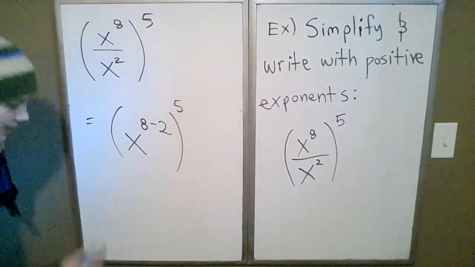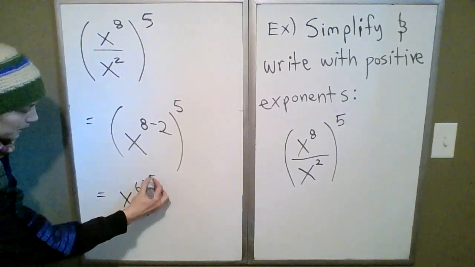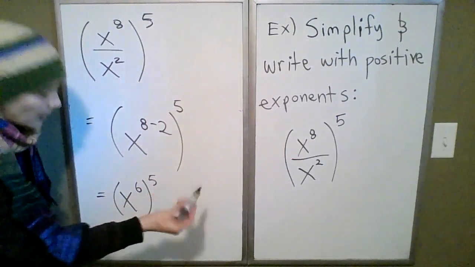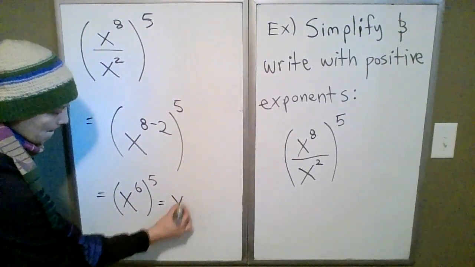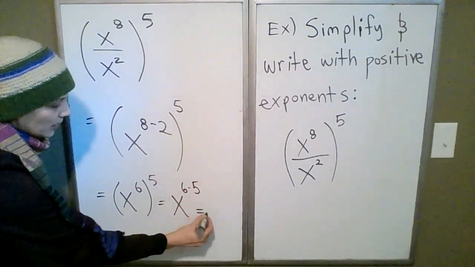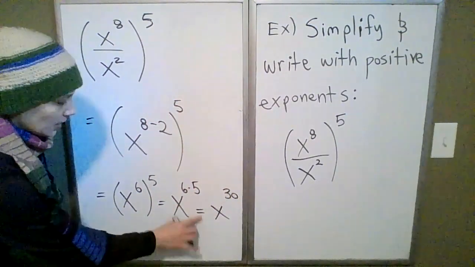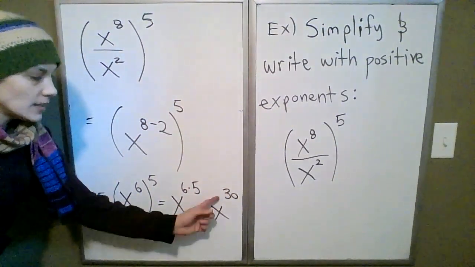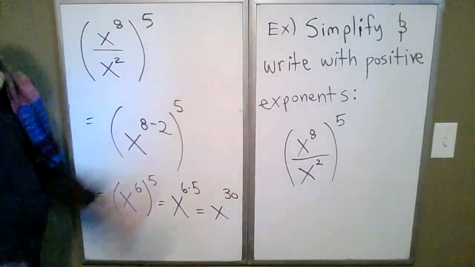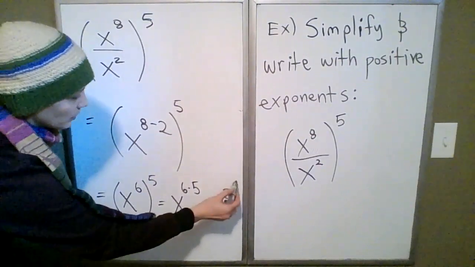Okay, x to the 6th to the 5th would be x to the power of 6 times 5. So I've got x to the power of 30. And that's my answer, since I do have a positive exponent and I've gotten this down to just one value of the variable.